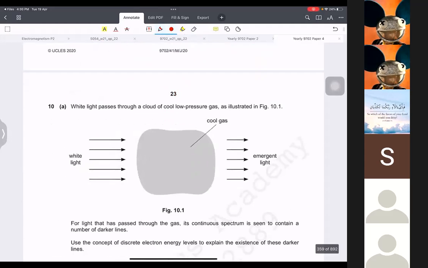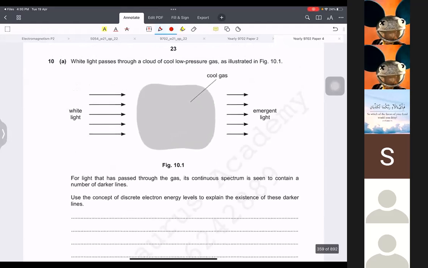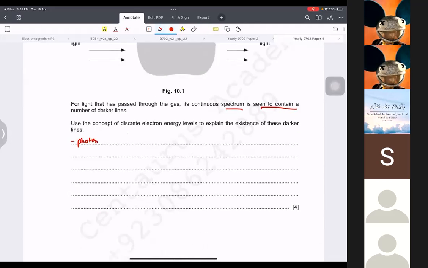All right, now 10. For the light that passed through the gas, continuous spectrum seen, use the concept of discrete electron energy levels to explain the existence of these darker lines. Okay. So first of all, white light goes through cool gas. It excites it, right? Excite means that photons are absorbed by an electron, right? How many marks is this? 4.